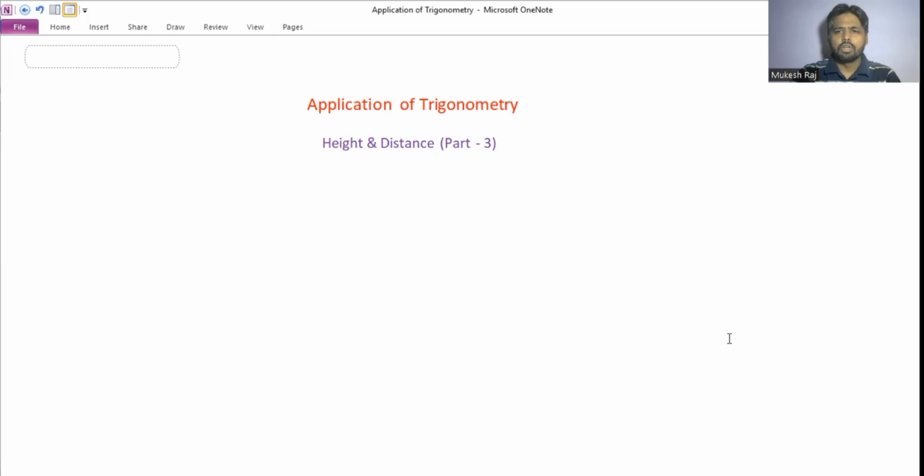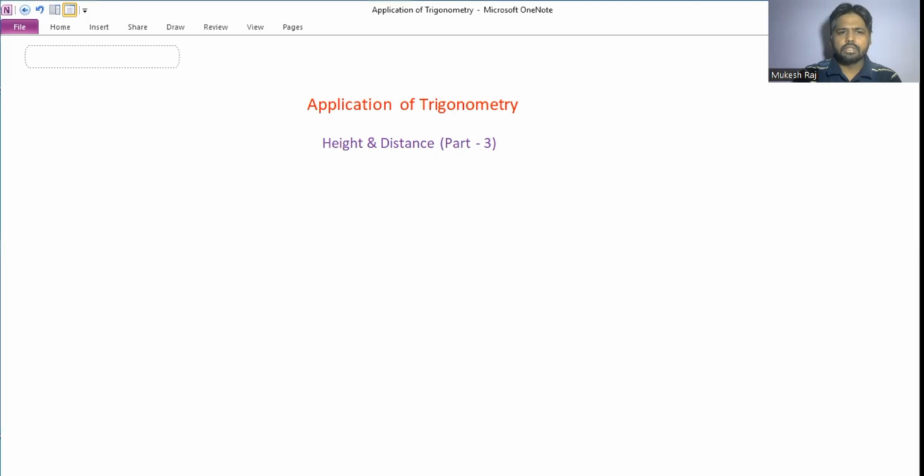So, friends, with this welcome note, let us not waste time and directly dive into the topic of the application of trigonometry, height and distance, where we will discuss the remaining two cases in which we can apply calculative methods to find the height and distance with respect to the angle of elevation and depression.